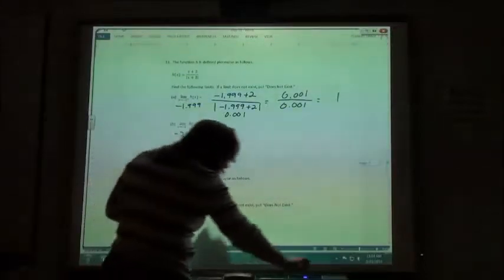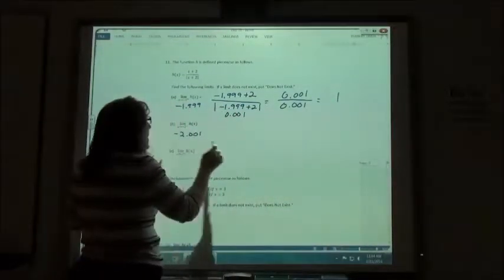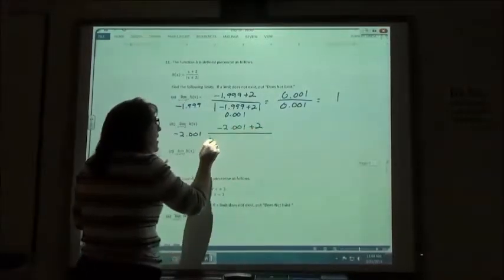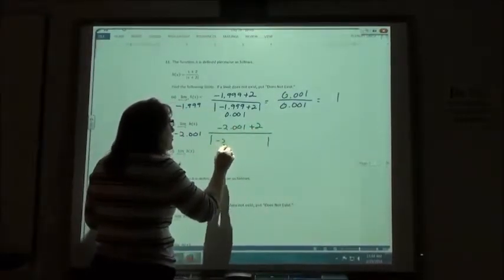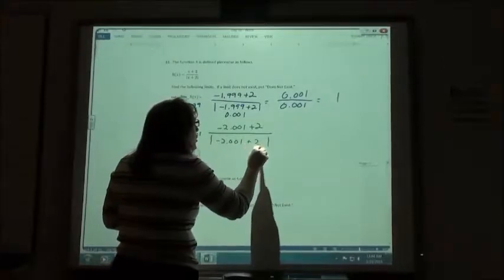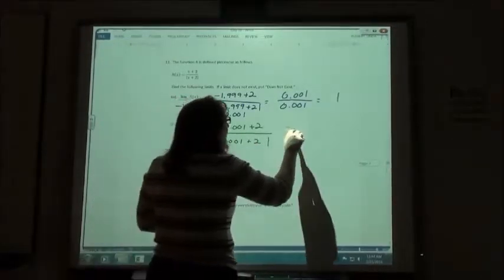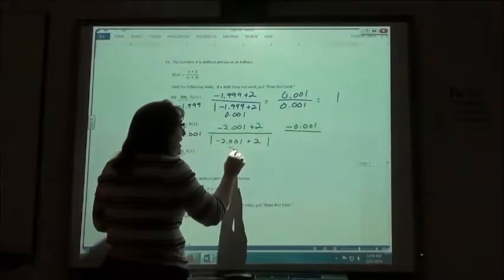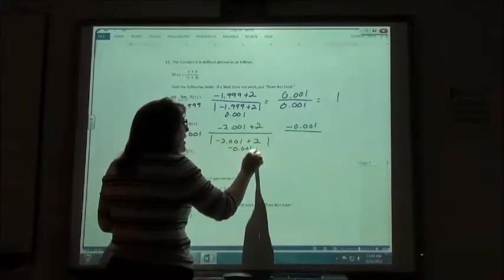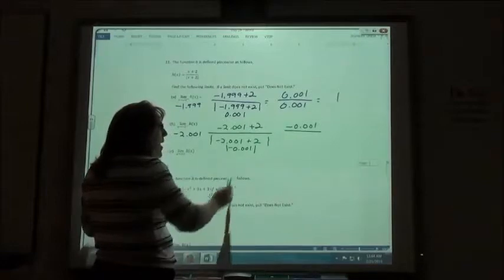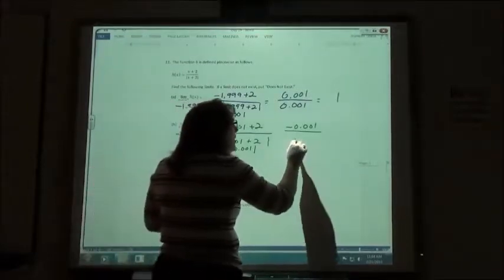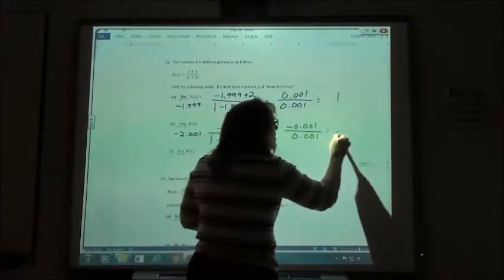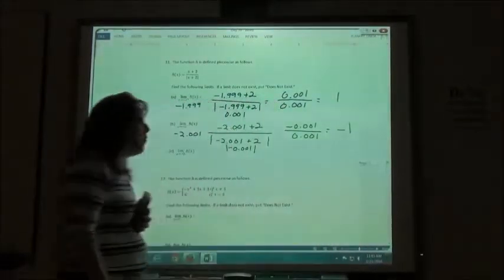Now if we look at the second part of that, if I use negative 2.001 plus 2, and then the absolute value of negative 2.001 plus 2, this would give me negative 0.001, but I have to do the absolute value. And when I do the absolute value, it's going to be a positive. So I have a negative over a positive, which means that one's going to approach a negative 1.